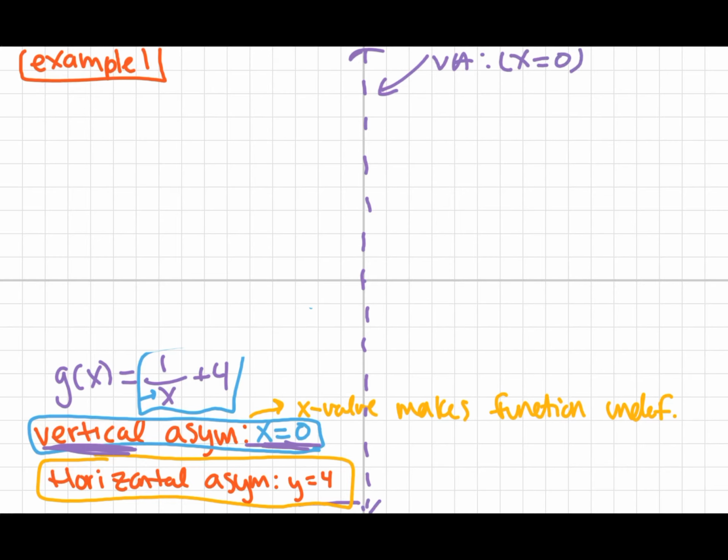All right. And then, because I provided it for you, I haven't taught you how to find it yet, this horizontal asymptote at y equals 4. So 1, 2, 3, 4. So I'm going to make it a dotted line also.